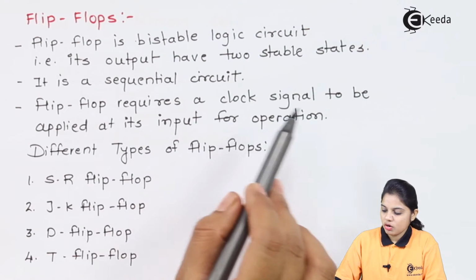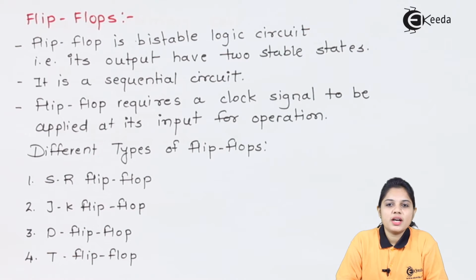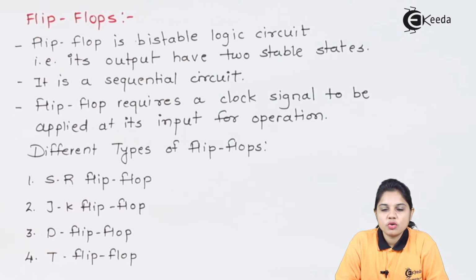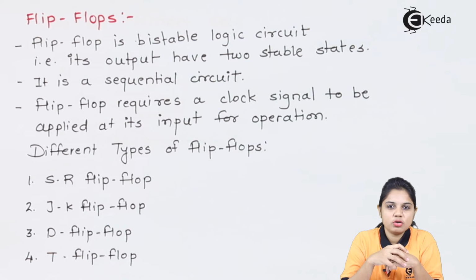A flip-flop requires a clock signal to be applied at its input for operation. Now there are synchronous systems and asynchronous systems. When the clock signal is not applied, the output of the system depends completely on the input changes. So whenever there is a change in input, there is a change in output. This type of system is called an asynchronous system.